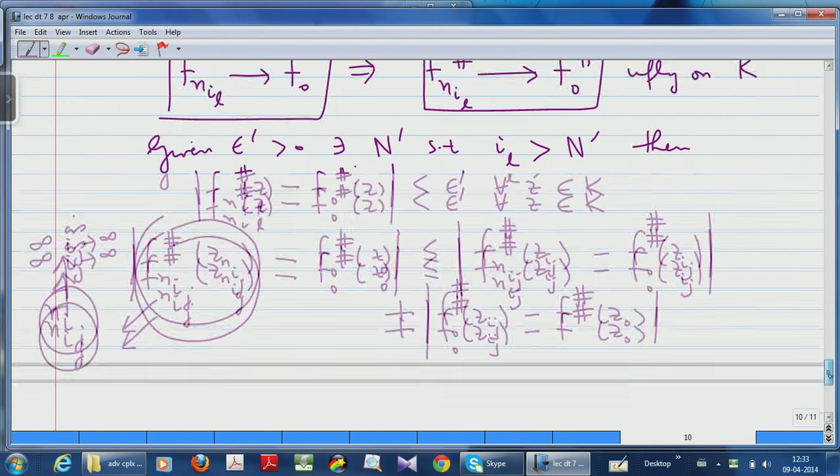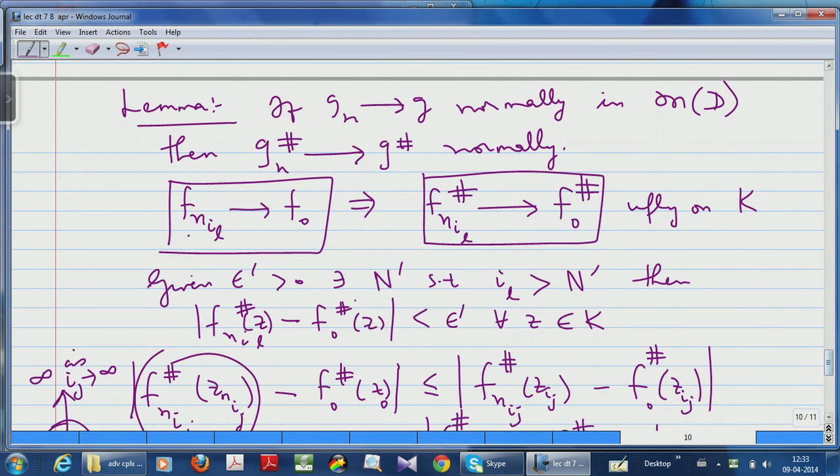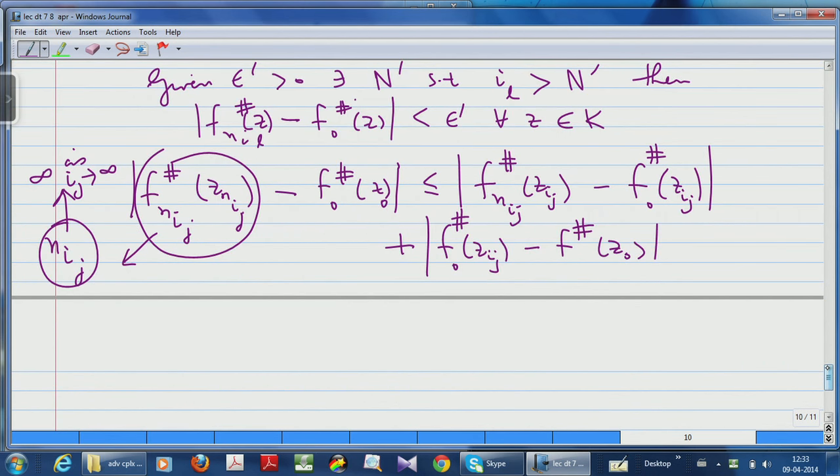See, I've just written it down above. The f_{n_ij} converge uniformly to f_0 on K. So the lemma says that therefore the spherical derivatives also converge. So the distance between the spherical derivatives of f_{n_ij} and f_0 at any point can be made as small as I want. So the moral of the story is that this quantity here can be made less than epsilon.